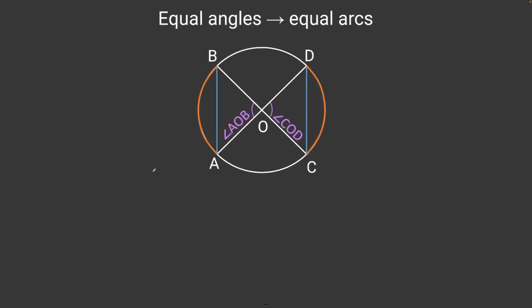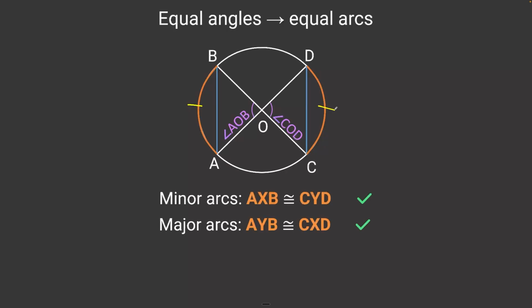So if we have the same central angles, what does that mean? You get the same arcs. So this is a theorem which we learned before. Same arcs subtend the same angles at the center, and the reverse is also true. If you have the same angles, you will get the same arcs. So in this case, since angle AOB is equal to angle COD, then the arc AB will be congruent to the arc CD. So minor arcs AXB will be congruent to CYD, and major arcs will also be congruent. AYB will also be congruent to CXD.